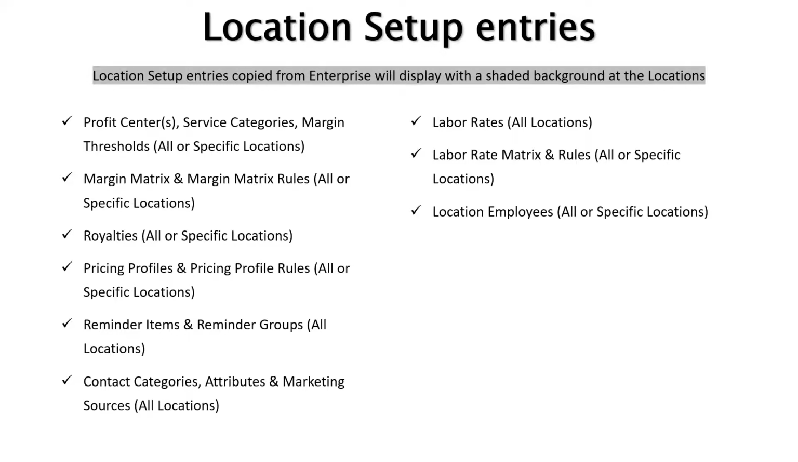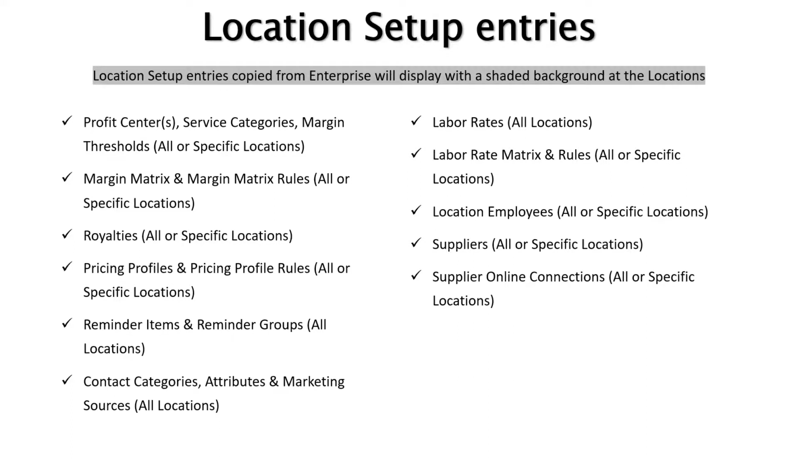Location employees. You can enter all of your employees at the enterprise and tell the system which location or locations that they'll be working at. Suppliers, I can enter all my suppliers at enterprise and go out to all or specific locations. Online connections. So anytime I have an online connection where I'm going to look up parts from a work order and order those parts and receive it directly to a work order, I can set them up at the enterprise.